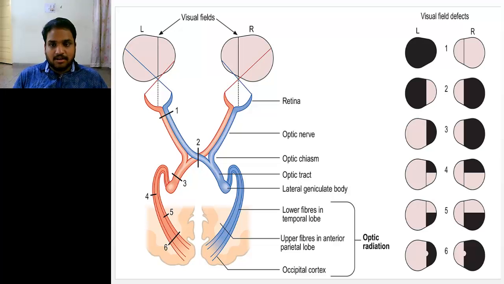Now the second cranial nerve, that is the optic nerve. You know, the optic nerve is concerned with vision, right? So we will study the visual pathway.